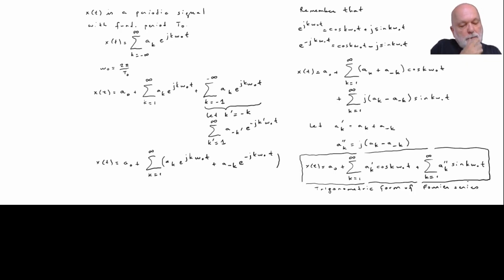Okay, now we have obtained this new form of the Fourier series. So what can we now say about the coefficients ak prime and ak double prime? Okay, let us look at this problem. The coefficients of the cosine signals in the Fourier series representation. Let us look at that first.